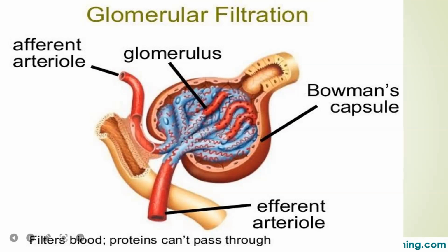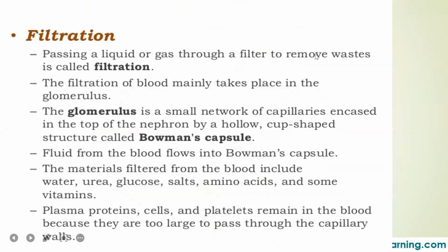It filters the blood, proteins can't pass through. In the network of capillaries, filtration of blood takes place. The blood which is purified is sent back, and what is not purified is sent out through the efferent arteriole. Passing a liquid or a gas through a filter to remove waste is called filtration. So the glomerulus acts as a filter. It is a small network of capillaries enclosed at the top of a nephron by a Bowman's capsule.